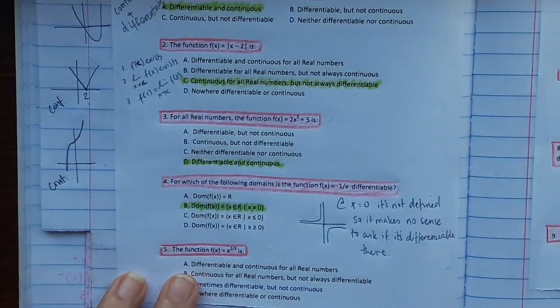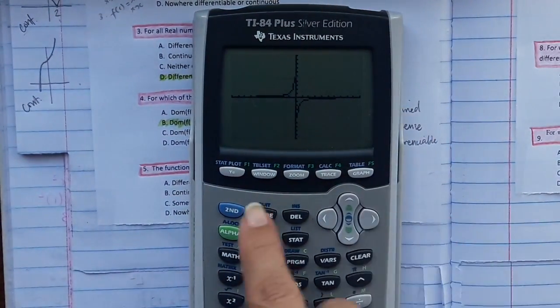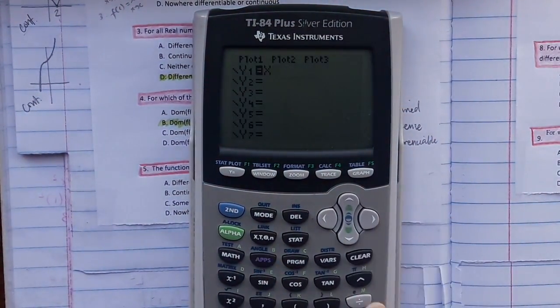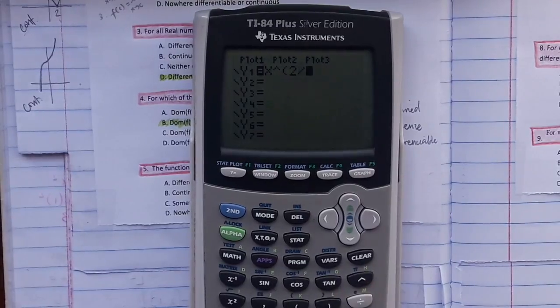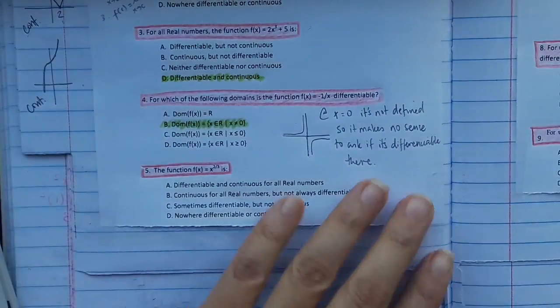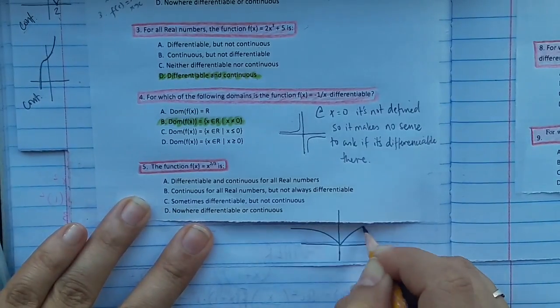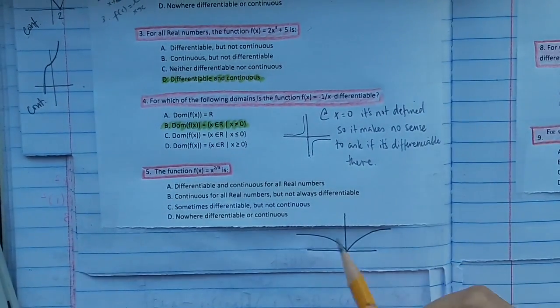Alright, we have another function. So let's go ahead and graph it. Y, plot again, then just plug in the function. And this is what it looks like. Oh, look at that, it's a cusp. And that's what it's called, a cusp. Alright, we already know it's not differentiable there. That sharp point is not differentiable.